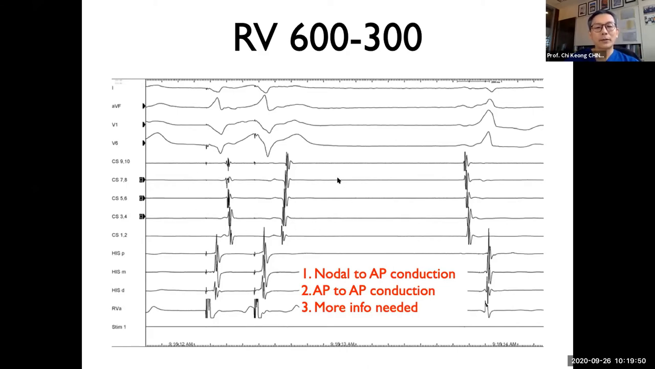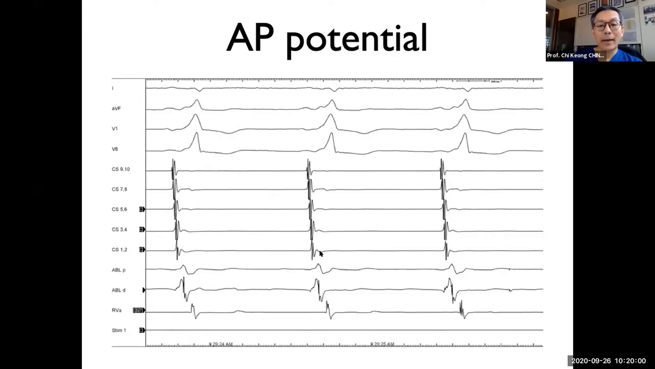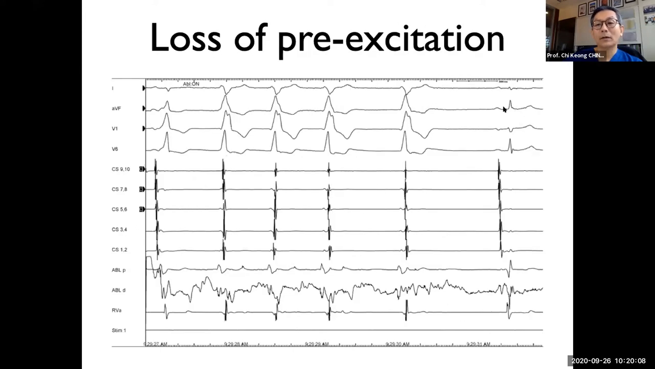We will need more information after more maneuvers or subsequent ablation. To cut a long story short, he does have AVRT involving the left lateral pathway. We went on to map. You could see the map integrally the AP or pathway potential, went on to ablate, and we caused a loss of pre-excitation on the surface ECG.